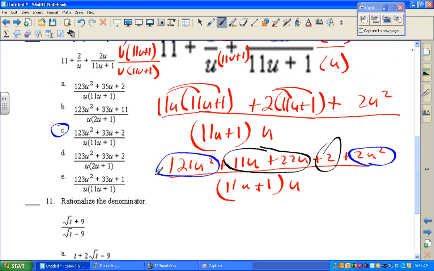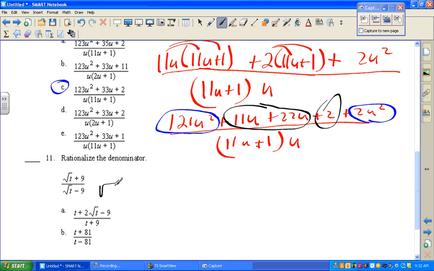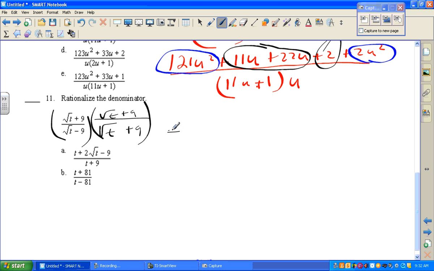Katie, how do you do 11? Of which one? The denominator. The square root of t plus 9. Square root of t plus 9. And when you multiply that, a lot of people picked to conjugate the numerator on the practice test last time we went through this. Now you just FOIL it. T plus 9 root t plus 9 root t plus 81 over t minus 81.